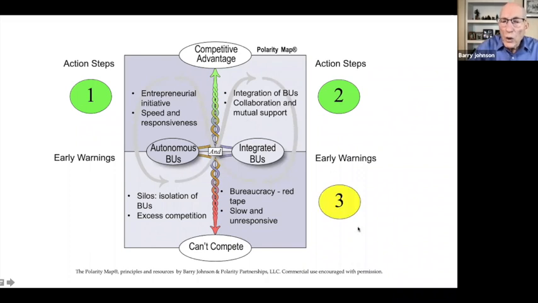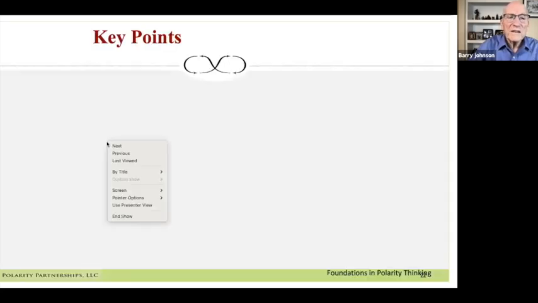And then what would early warnings be that would let us know we're heading towards bureaucracy and red tape, or we're getting slower? And what would the early warnings be that we're getting into silos and excess competition, et cetera? So they generated those maps, and that's how we moved. We supported them in being able to do both, have autonomous business units and integrated business units. And that gave them a competitive advantage with any organization that would see this as a problem to solve. So, final key points.